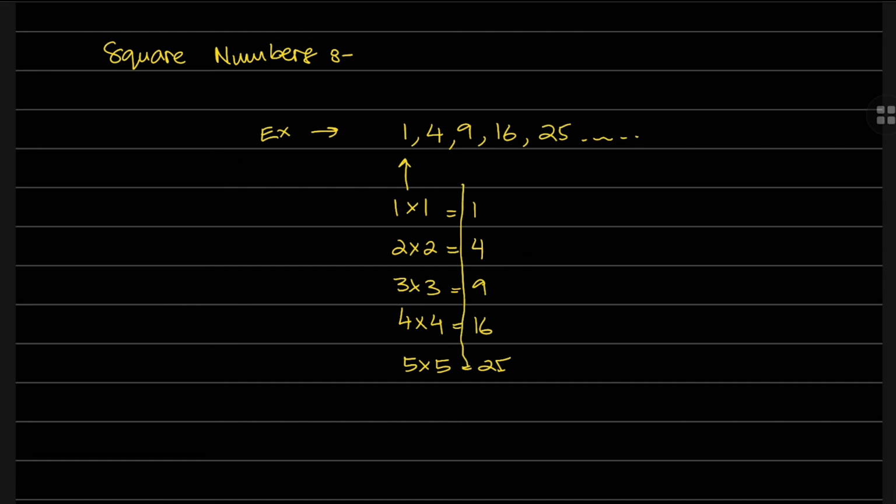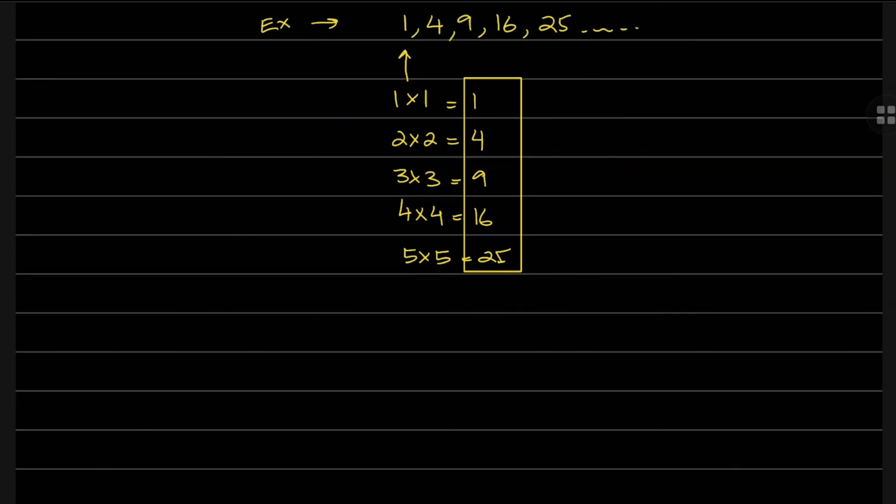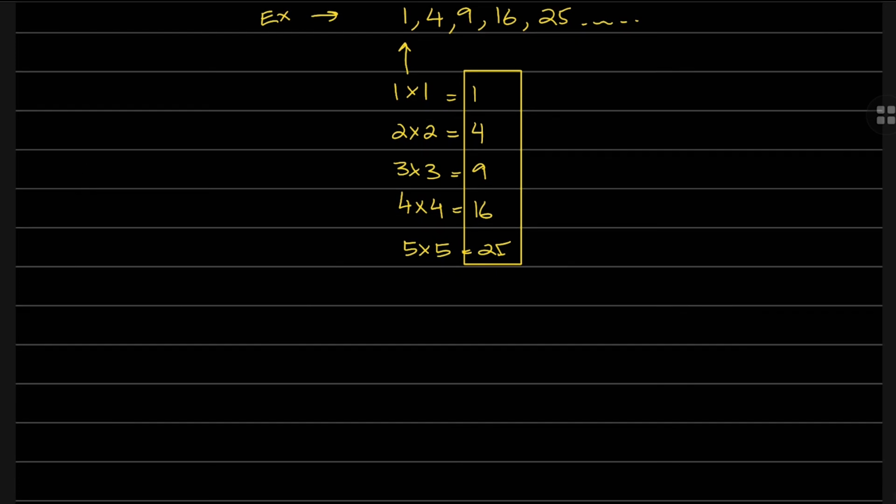So the products that you can see here are basically your square numbers. Whenever you multiply a certain number by itself, the answer that you get is going to be your square number. You often write them down like this. So 2 squared would be 4. 3 squared would be 9.